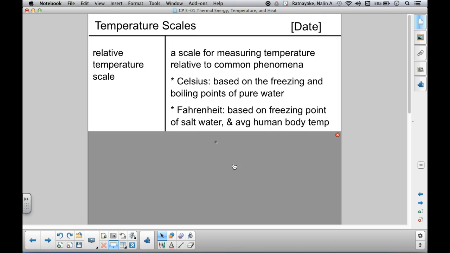And Daniel Fahrenheit, back in his day, the average human body temperature was, as near as he could measure, 100 degrees Fahrenheit. And we know better now, a little bit more precisely, that the average human body temperature is 98.6 degrees Fahrenheit, but in his day, it was 100. So he set the 2 points on his scale, 0 at the freezing point of salt water and 100 as the average human body temperature, and he developed his 100 even units between those two common phenomena.